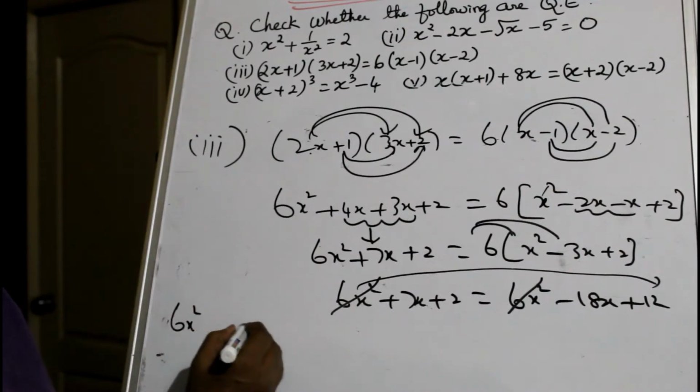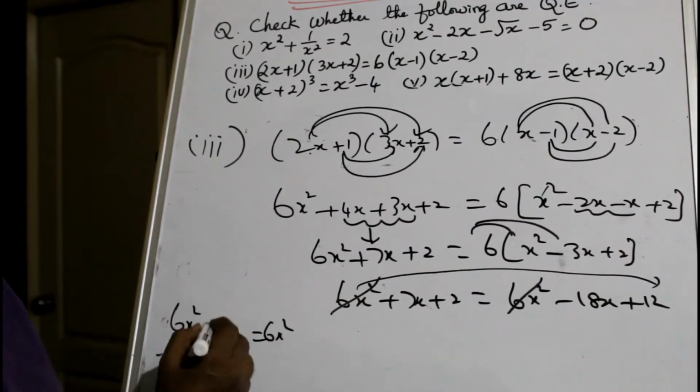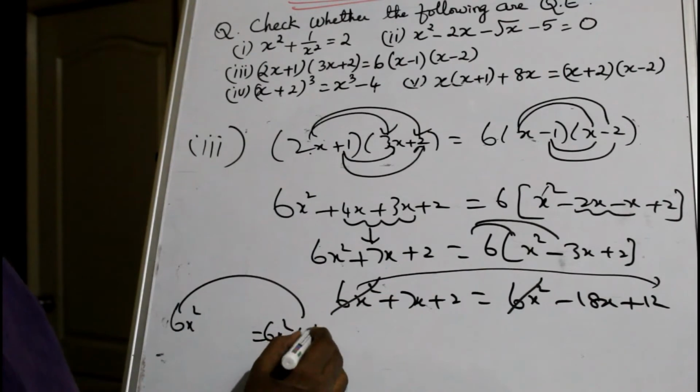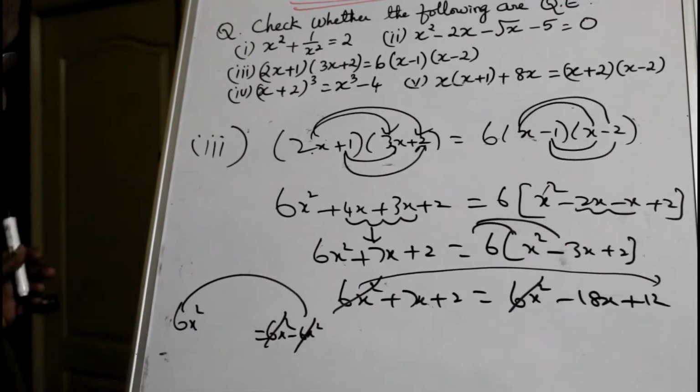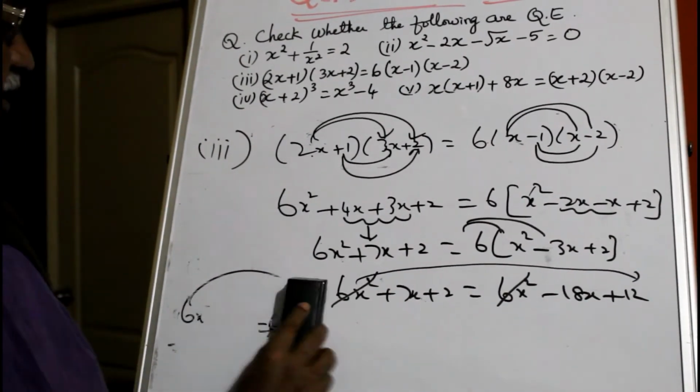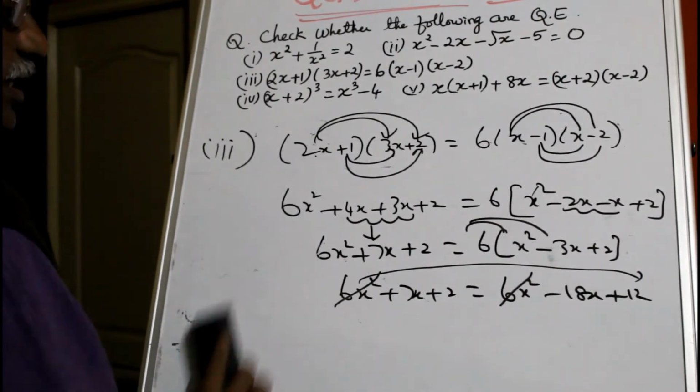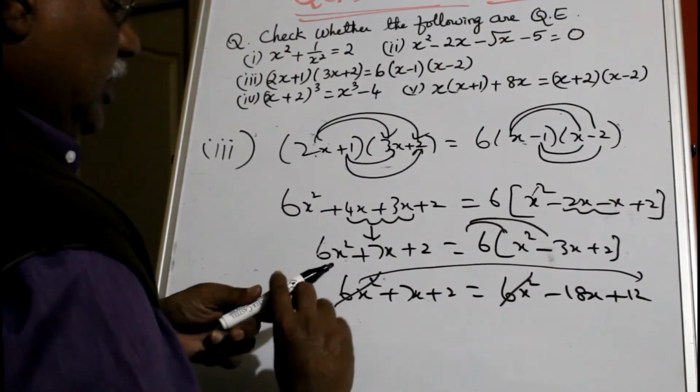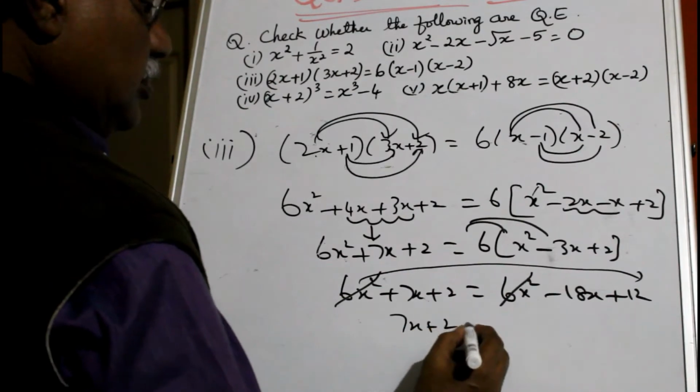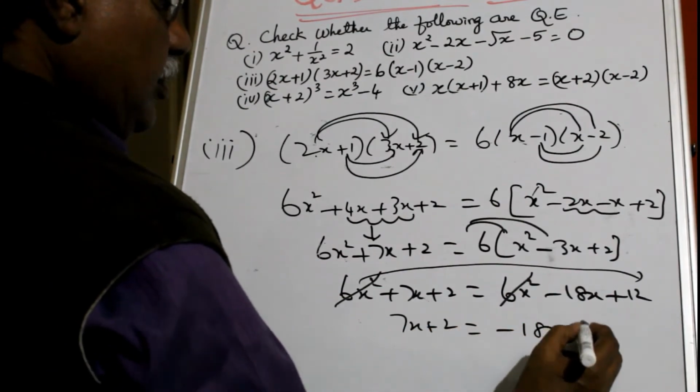6x squared is this side and you get another 6x squared. When you take that side, it will become minus 6x squared and get cancelled. So the x squared term vanishes. Only the x term remains. So what remains is 7x plus 2 equal to minus 18x plus 12.